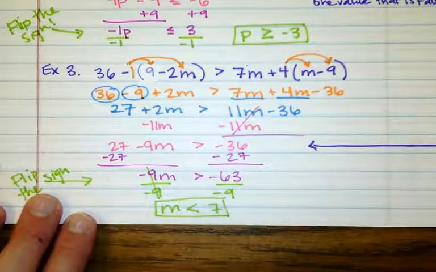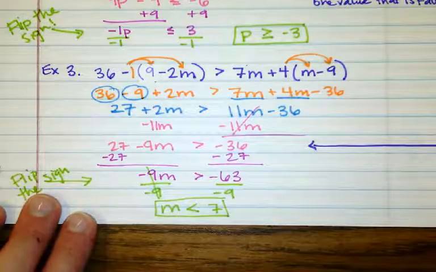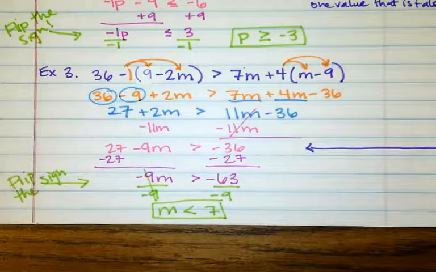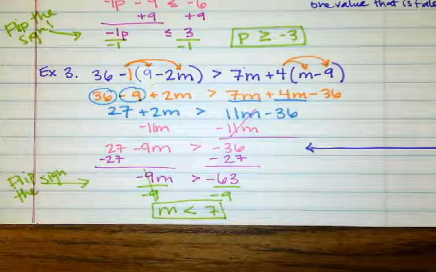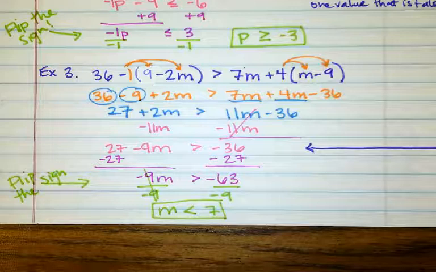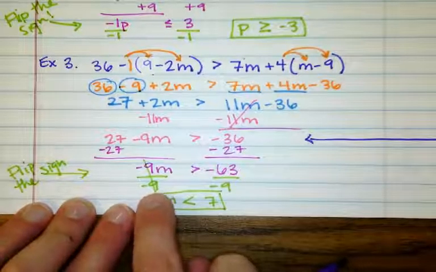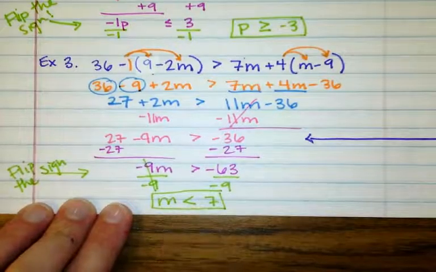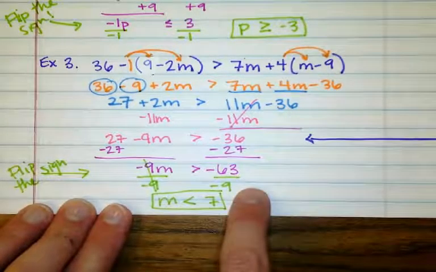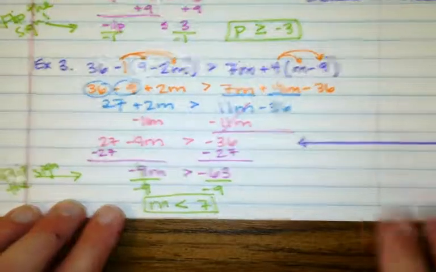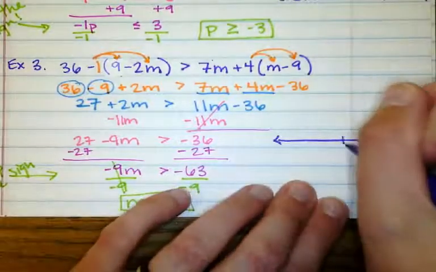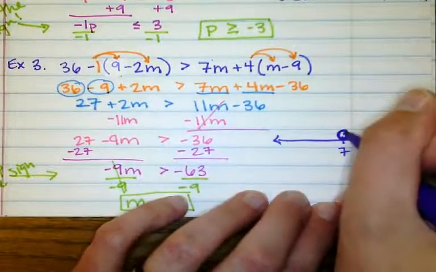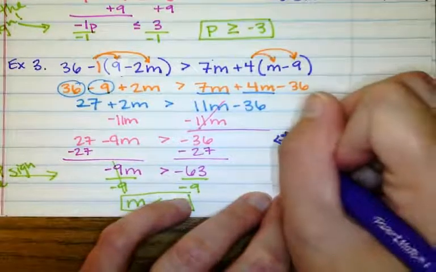I went ahead and subtracted my m over to the left, so I got 27 minus 9m is greater than negative 36. Then I subtracted 27, and finally, I divided by negative 9. Now, when you divide by that negative 9, you have to flip the sign. So my final answer, negative 63 divided by negative 9, was m is less than 7. So I'd go over here and write 7, and because it's just less than, it's an open circle, and we go to the left.